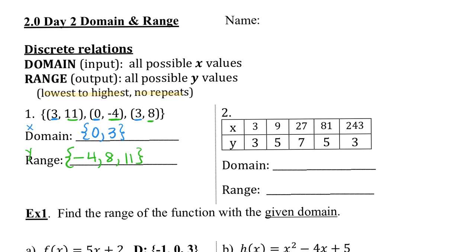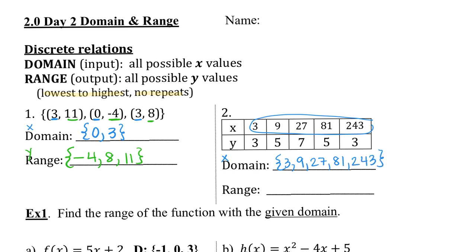Okay, for number 2, this is also discrete. It's a bunch of ordered pairs in a table. Domain is still the x values or the input, which are these values. Okay, lowest to highest. Let me use set notation. 3, 9, 27, 81, and 243.